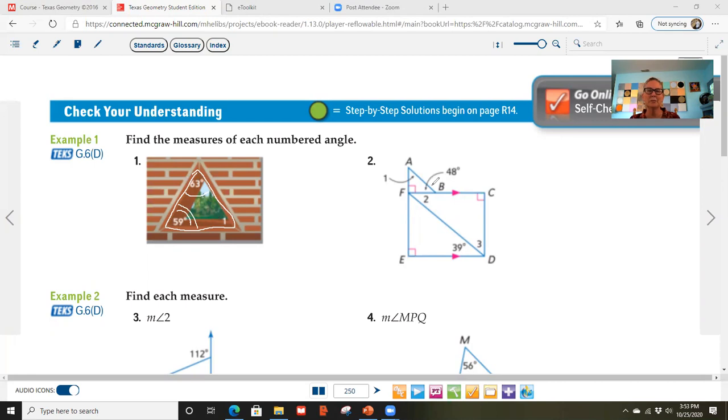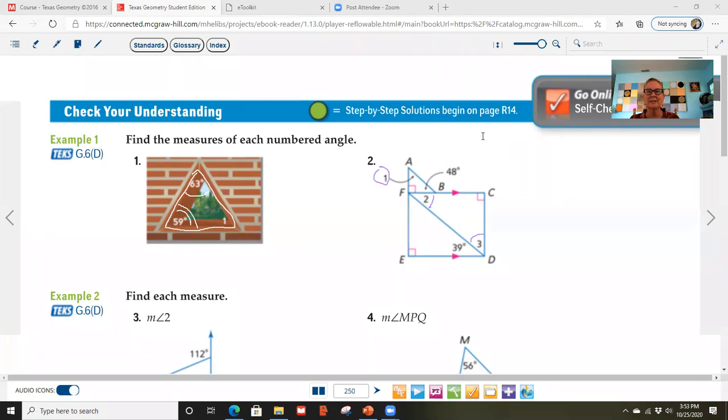Number 2, they made it a little bit more interesting, and it says find the measure of each numbered angle. So you are going to need to find the measure of angle 1, which they're showing you is this angle A up here, and angle 2 is going to be this angle right here, and angle 3 is this angle right here. Okay, so to find the measure of angle 1, you're going to use that corollary that came with the triangle angle sum theorem.